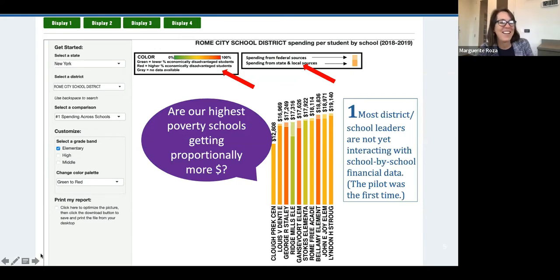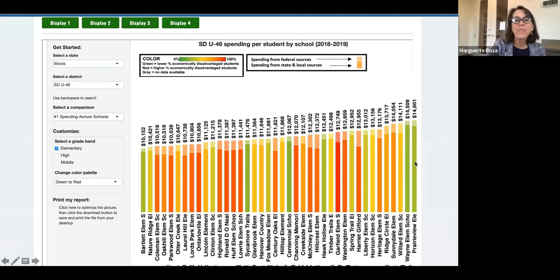Does budget season ever end? No, probably not. Okay, so here's another district.